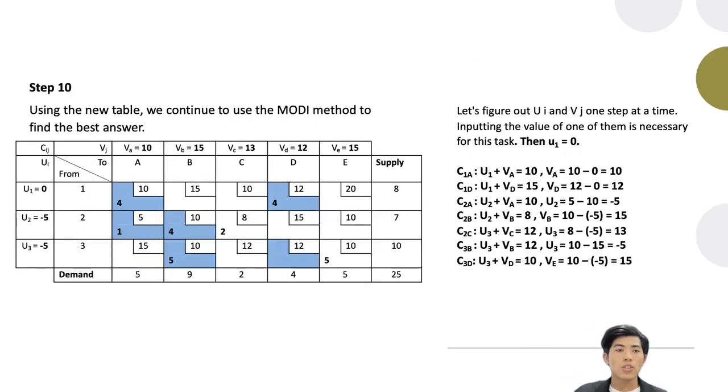Next, using the new table, we continue to use the MODI method again to find the best answer. Let's figure out Ui and Vj one step at a time. Inputting the value of one of them is necessary for this task. Then U1 is equal to 0. As shown below, the calculation and the result.